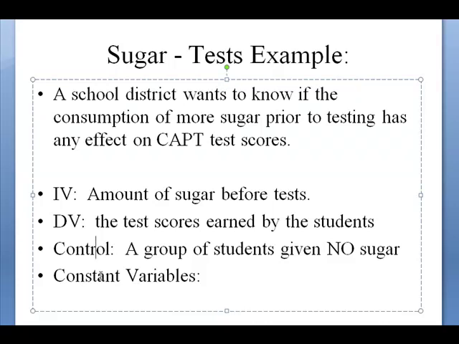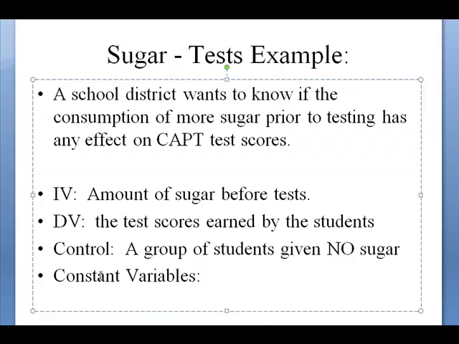So they're going to purposely make sure that the kids are all the same ability to start with. The kids have all been prepared in the same way. The kids are all taking the same exact test. The kids are all taking the test at the same exact time of the day, and so forth. If any one of those variables changes, then you don't know why you got the results you got.